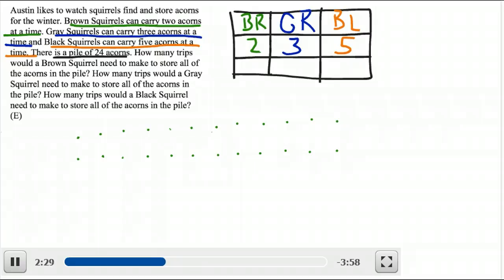So I have an array that's 2 tall or 2 wide, depending on how you look at it. And however many that is on this side, I know it's 2 on this side, will tell me how many trips it took to get to 24. So now I'm counting across the top. 1, 2, 3, 4, 5, 6, 7, 8, 9, 10, 11, 12. So it took 12 trips, if you're carrying 2 at a time, for the brown squirrel to tote all the acorns. I'm going to pause for a second and go to a new screen and do the gray squirrel using a different division method.